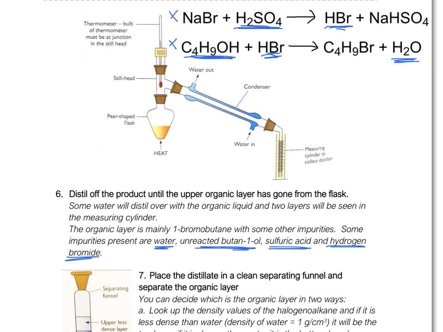distillate. So the next steps from this is trying to get, we've made our 1-bromobutane. We make that in the step of refluxing for 30 minutes. But the next stages are just trying to get the pure 1-bromobutane out of the mixture.